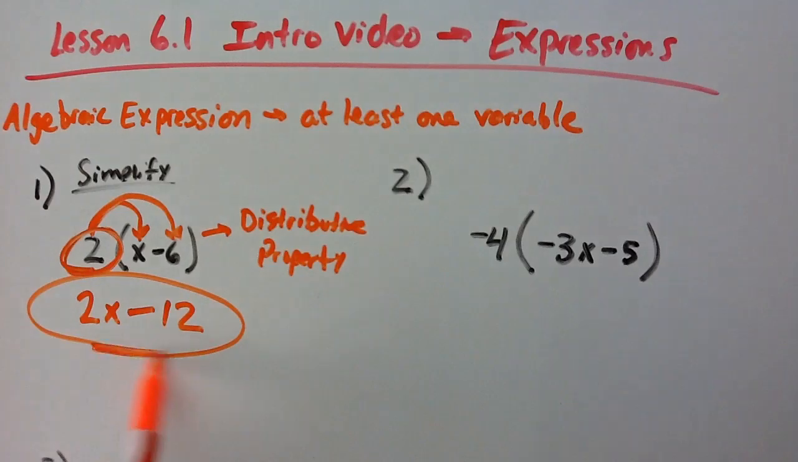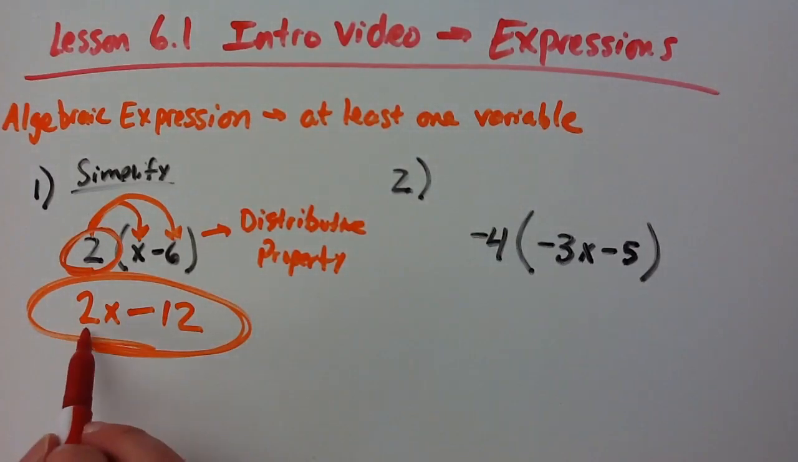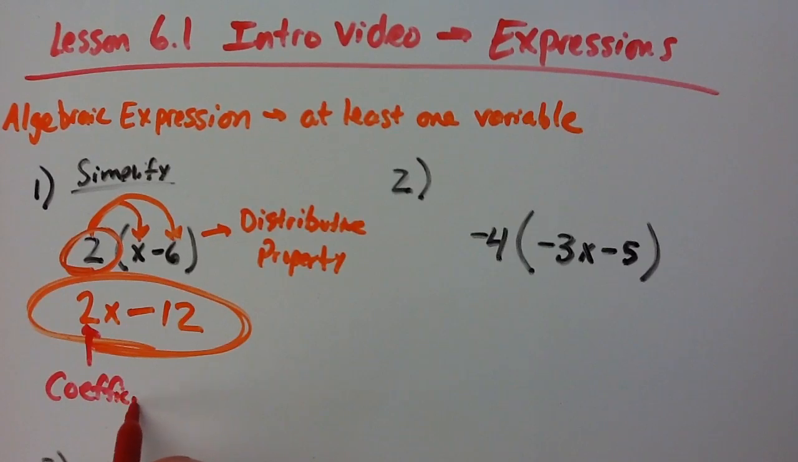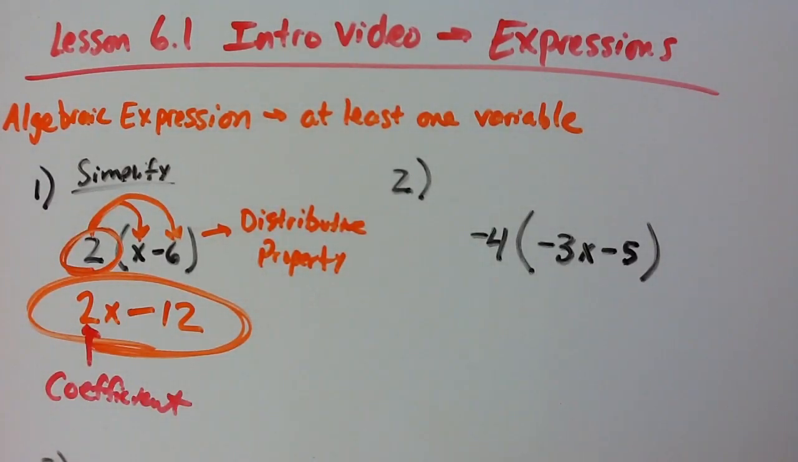Now, in this simplified expression, 2x minus 12, what is the coefficient? The coefficient is the number being multiplied by the variable, or the number in front of the variable. In that case, that would be the number 2. 2 is, in this expression, the coefficient. It's the number being multiplied by the variable.